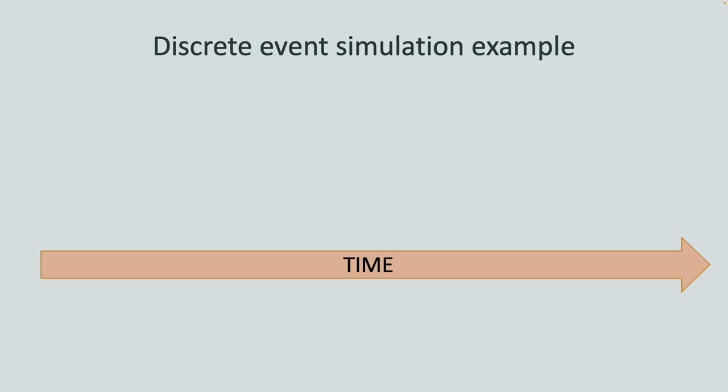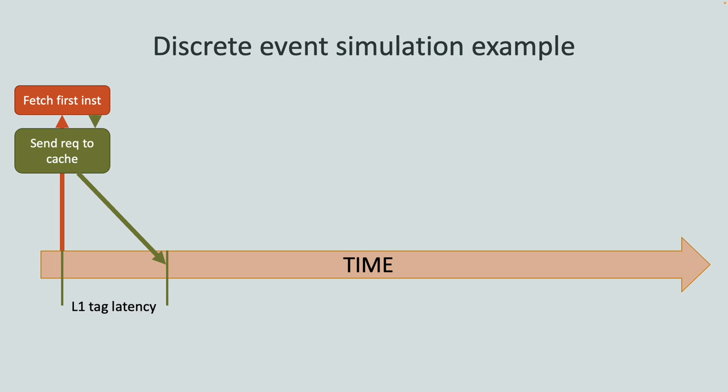So this diagram, what am I doing? Yeah, so time. This is how it works. You fetch the first instruction, or I think it should be event here. Oh no, because this is making a cache. When we fetch the first instruction, that's an event, and that event triggers another event in the future, which is send the request to the cache.